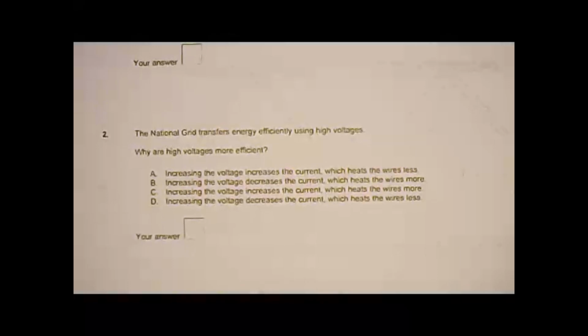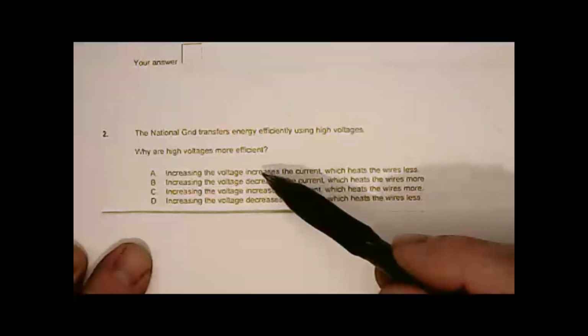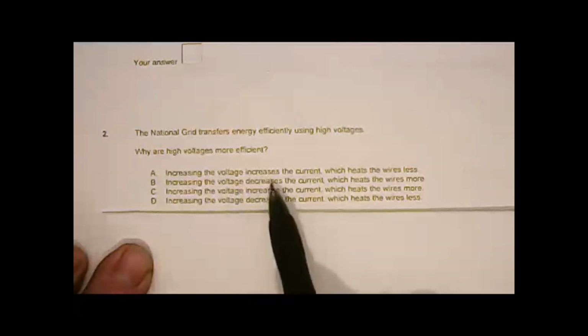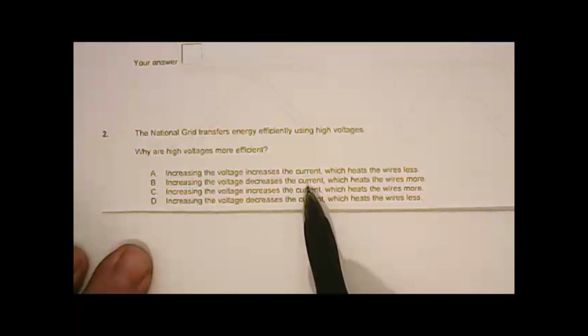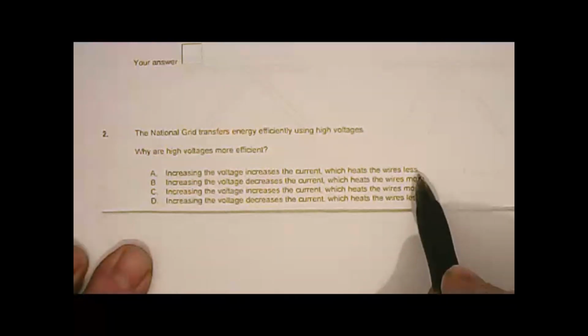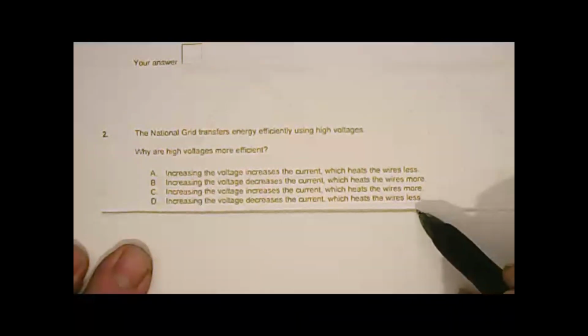Okay, question 2. The national grid transfers energy efficiently using high voltages. Why are high voltages more efficient? And there are 4 options there. We're either increasing the voltage, increasing the current or decreasing the current, or heating the wire more or less. Different variations, so you're going to have to read through those carefully. Which do you pick?